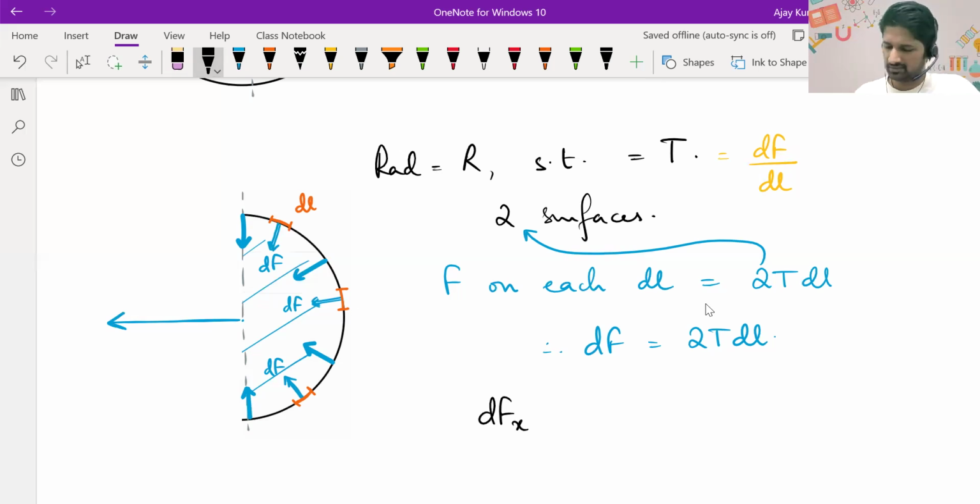Now you can't change surface tension. Surface tension is a property of the liquid. It depends on how tightly liquid molecules hold each other. So from liquid to liquid, it can vary. So 2T. To get force in x direction, you know force due to surface tension acts perpendicular to the element. To get force in x direction, obviously you will have to take the y component of the length. That's all.